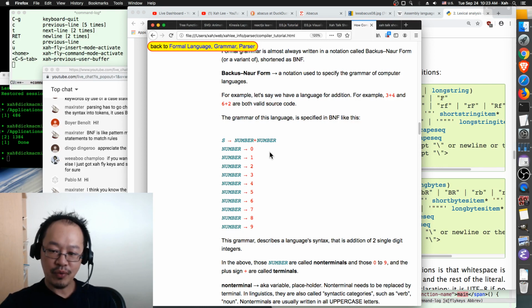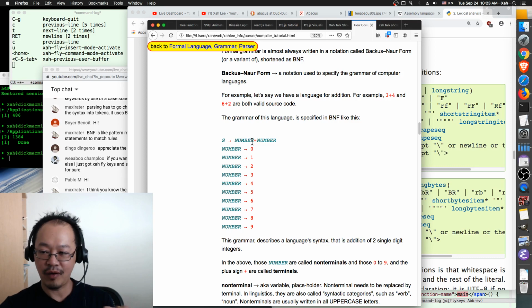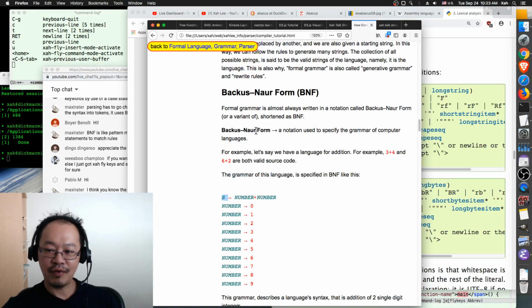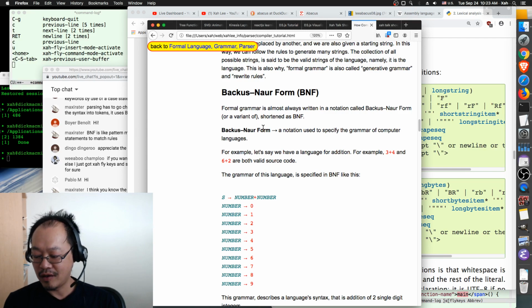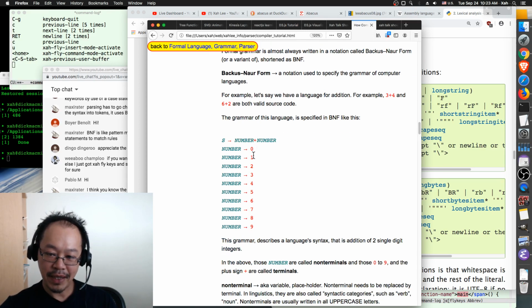Now there is one rule that's special. You call it the starting rule. This rule must be applied first, always the first rule. This is how you generate the language. The grammar is the grammar of a language, and it also generates the language. So this grammar means you begin with s. Whenever you see s, you can replace it by number plus number.